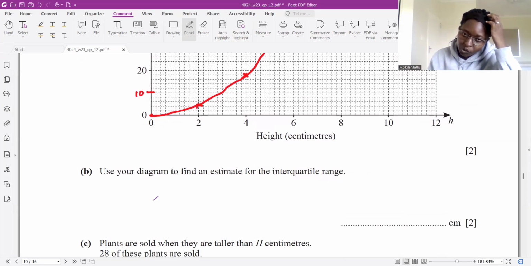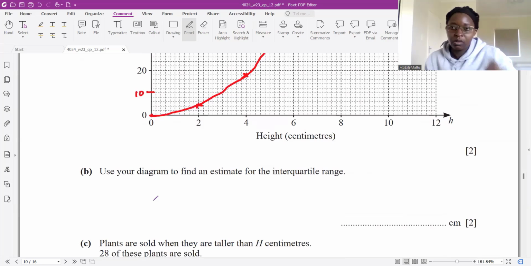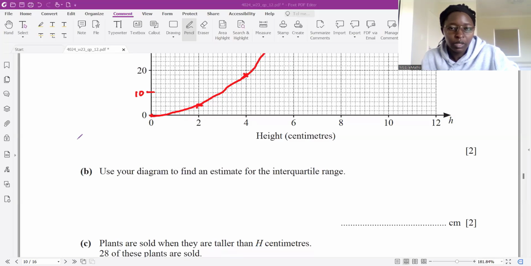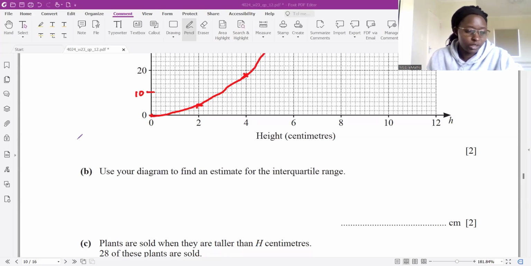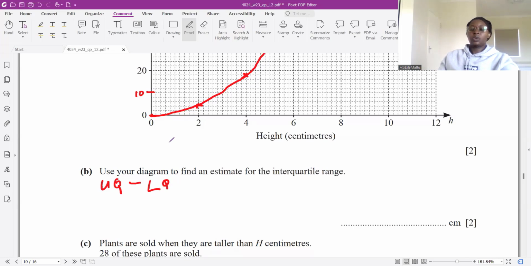Then they say, use your graph to estimate the interquartile range. Okay, so let's work out our interquartile range. Basically, the interquartile range is our upper quartile minus our lower quartile. How do we find these quartiles?